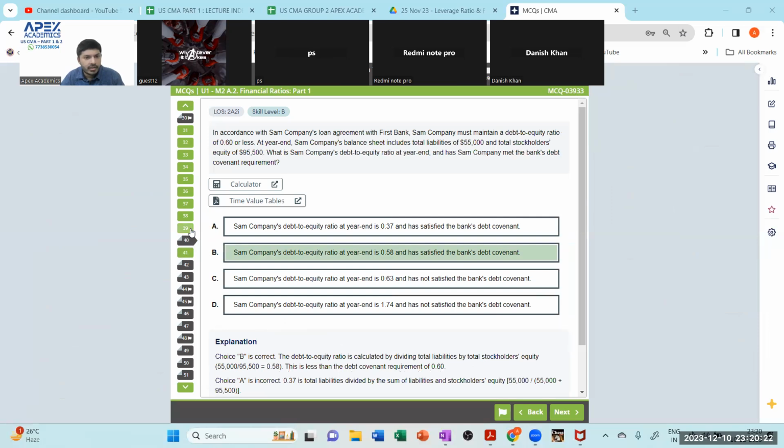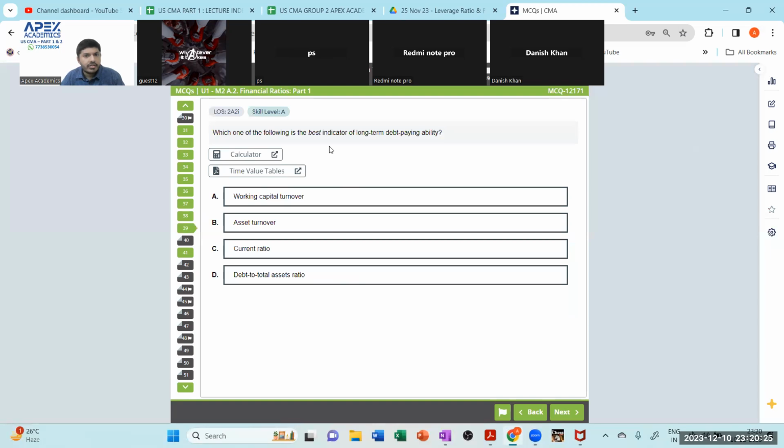41 was homework, 40 is over. 39. Which of the following is the best indicator of long-term debt paying ability? My dear friends, long-term debt, is it solvency or liquidity? It is solvency. Working capital turnover is liquidity. Asset turnover is sales, which we have not yet discussed. Current ratio is liquidity. What is your answer? Debt to total assets.